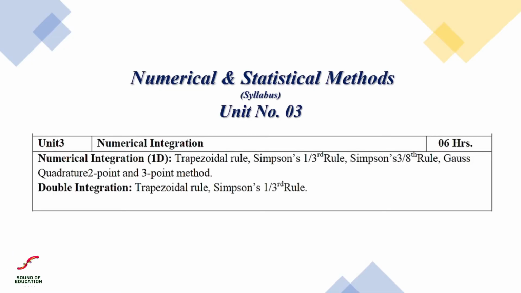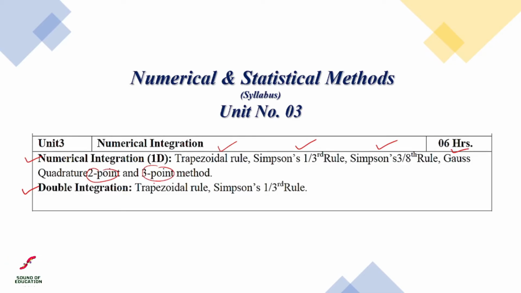As I said, numerical integration, unit number 3, is divided into two parts. The first part is about 1D, that is one degree numerical integration, and the second is about double integration or 2D integration. In the first part, a total of 5 methods are there, as you can see here: trapezoidal rule, Simpson one-third rule, Simpson 3/8 rule, Gauss quadrature 2-point method, and Gauss quadrature 3-point method.